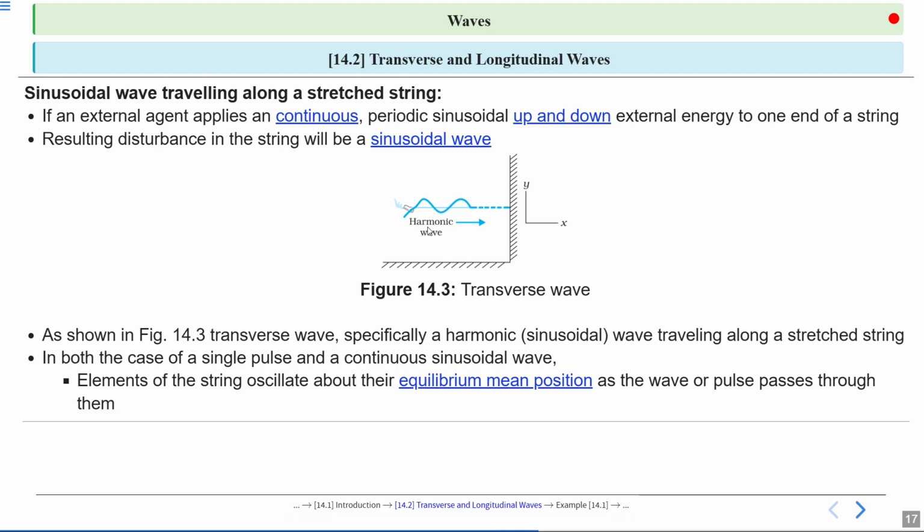Alright, the equilibrium position is where the string would be if there were no wave. It's a resting point. So this oscillation is what allows the wave to transfer energy along the string without the string itself moving forward.